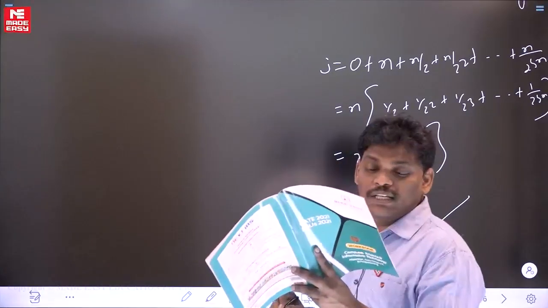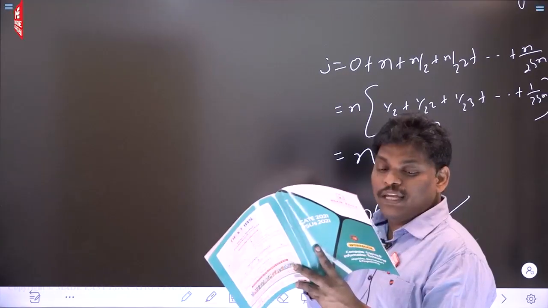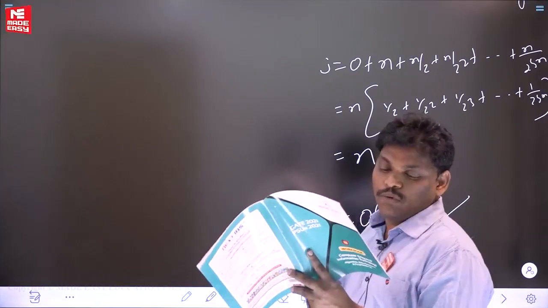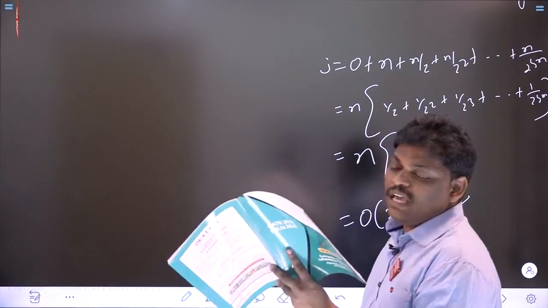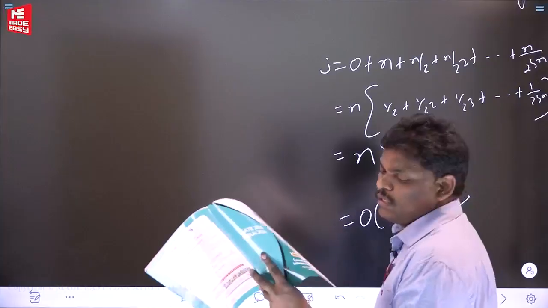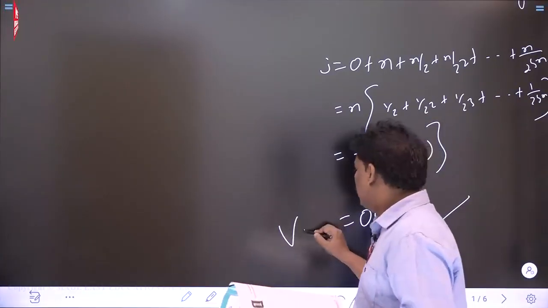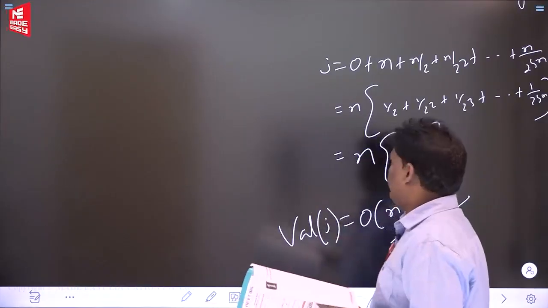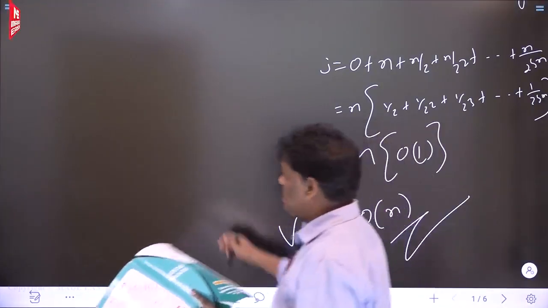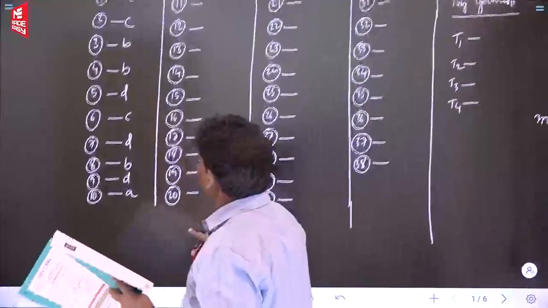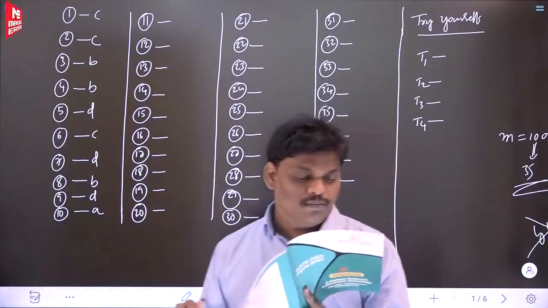For question number 2, what is it asking? Let the value of J denote the value stored in the variable J after termination of the for loop. Which one of the following is true? The answer is C. He has given theta, and because all are theta only, you don't bother. Theta means Big O also, omega also. So value of J is equal to theta of N. For question number 2, the answer is N, option C. I have written it already. That is okay. Go to question number 3.